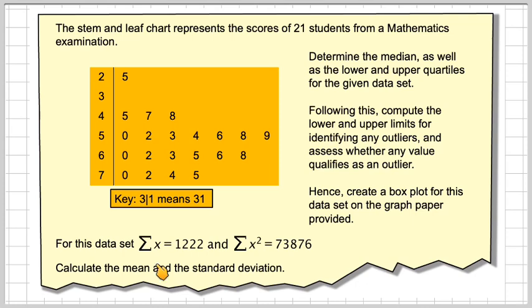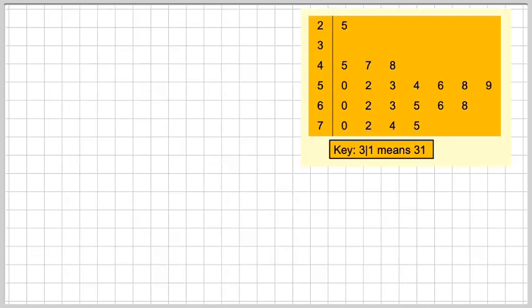For this data set, the sum of x is 1,222 and the sum of x squared is 73,876. Calculate the mean and the standard deviation. Okay, so there's going to be quite a lot in this video. It's going to be quite a long one.